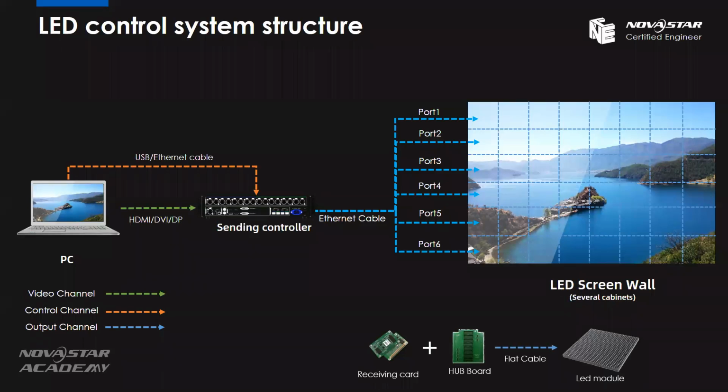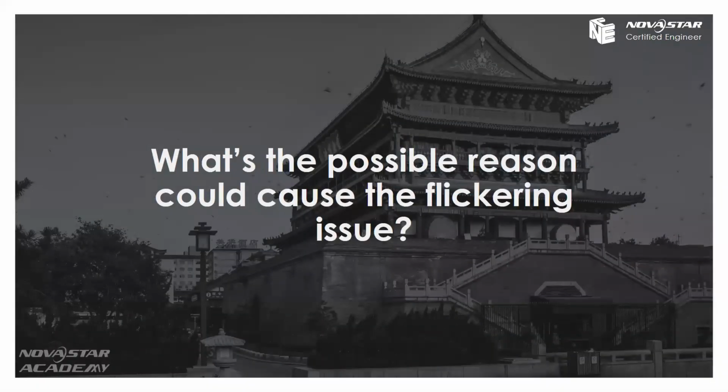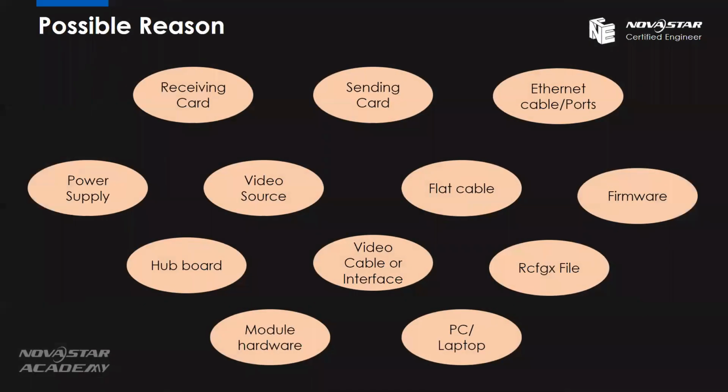So if we ask ourselves what the possible reasons could be that cause a flickering issue, I think if you check the system structure, you will know every single factor, every single device or cable could be a possible reason. The possible reasons will be like this: the power supply, receiving card, hub board, video source, sending card, Ethernet cables, firmware, RCFG, and so on.